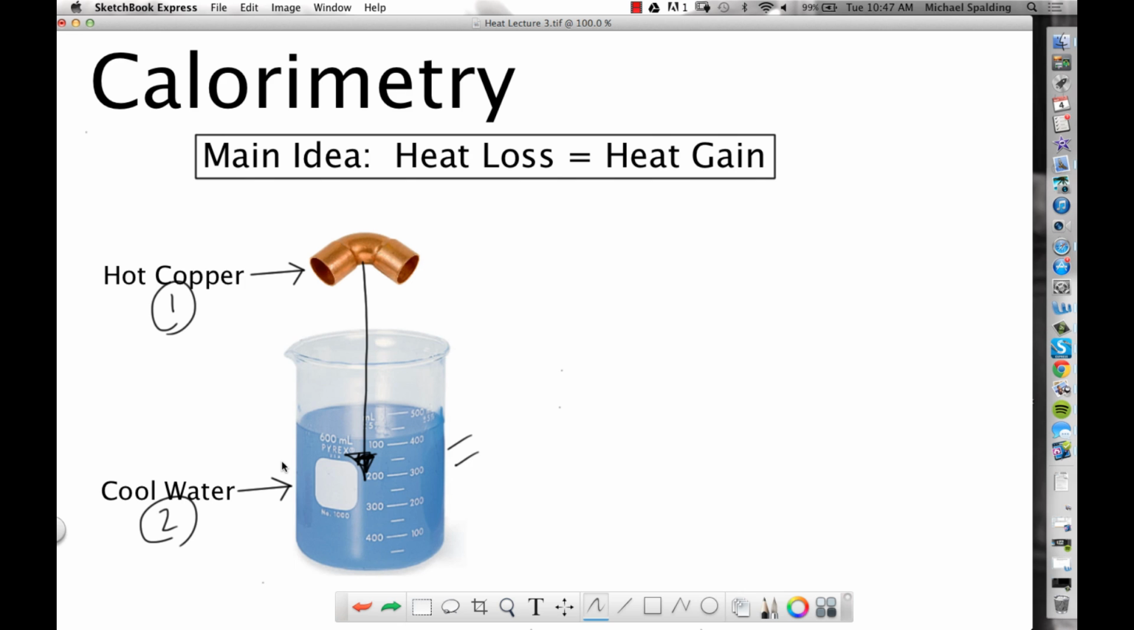Everything stays contained. In physics we always make those nice assumptions. No heat loss to the surroundings. Heat loss equals heat gain. The heat lost by the copper must equal the heat gained by the water. Is that a pretty easy concept? Okay, so now let's put equations to this. There are 2 equations for heat. We have Q equals MC delta T, and Q equals ML.